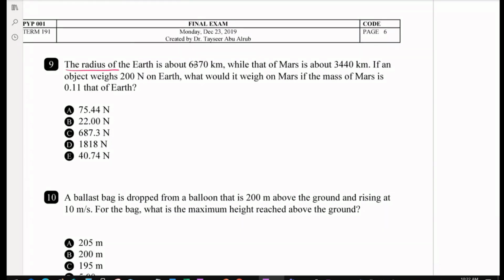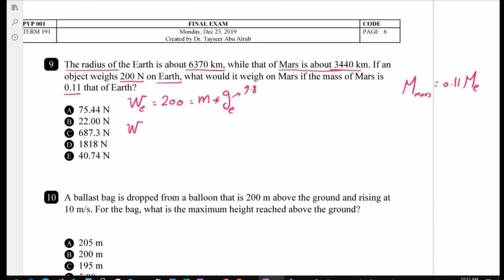Okay, the radius of the Earth is about 6,370 kilometers, while that of Mars is 3,440 kilometers. If an object weighs 200 Newton on the Earth, so the weight on the Earth is the mass of the object times the gravity of the Earth, which is 9.8, what would it weigh on Mars if the mass of Mars is 0.11 of the Earth? So he says here, the mass of Mars equals 0.11 of the mass of the Earth. So what should we do?